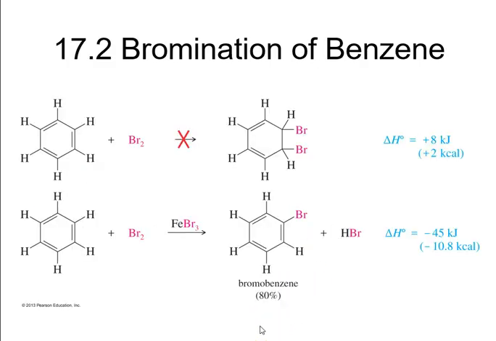So 7.2 is just kind of a review, to show you that you can't do a regular reaction on an aromatic ring. We saw this last chapter: if you take Br2 and just add it to a double bond, you get the dibromo compound. Well, that does not work here. It takes plus 8 kilojoules. Now, that might not mean anything to you, but I'm telling you, that's a lot.